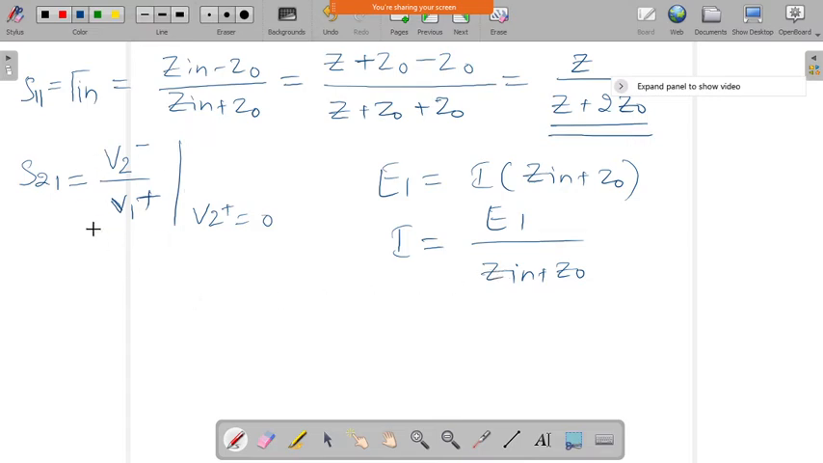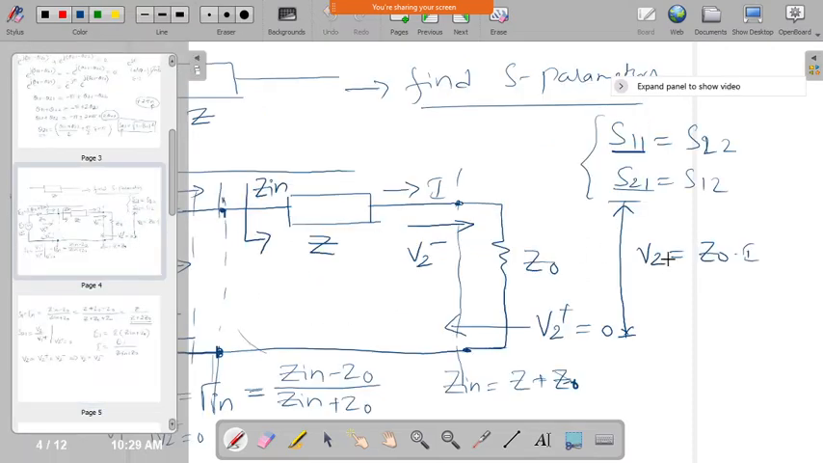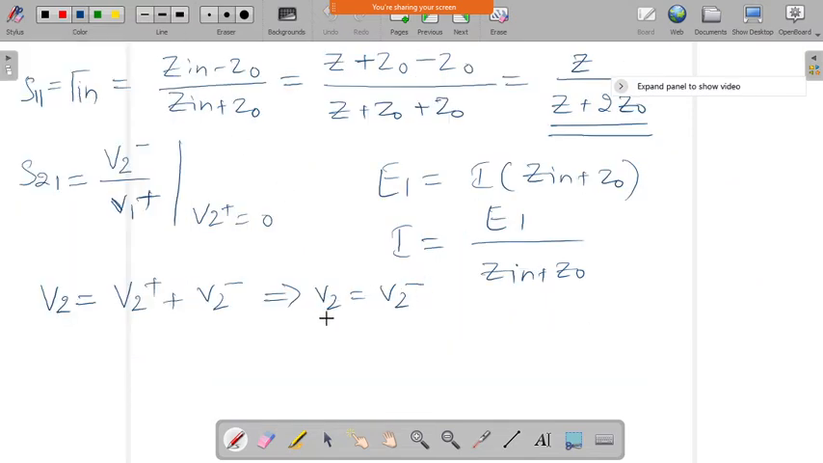Now let us take this in terms of the reflected and incident voltages. V2 is V2 plus plus V2 minus. Since V2 plus is 0, we only have the reflected voltage V2 minus. We have already seen what V2 is from the network with respect to the load impedance, so V2 is nothing but Z0 into I.